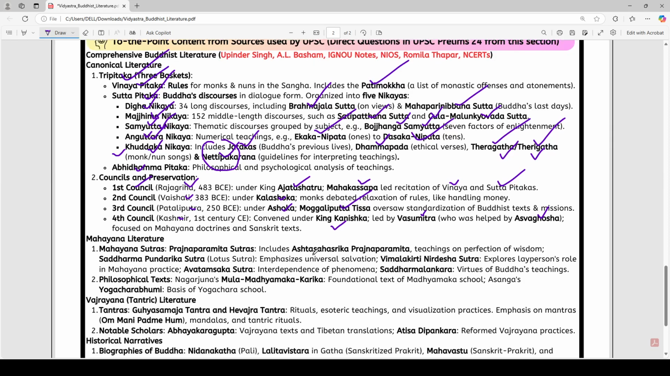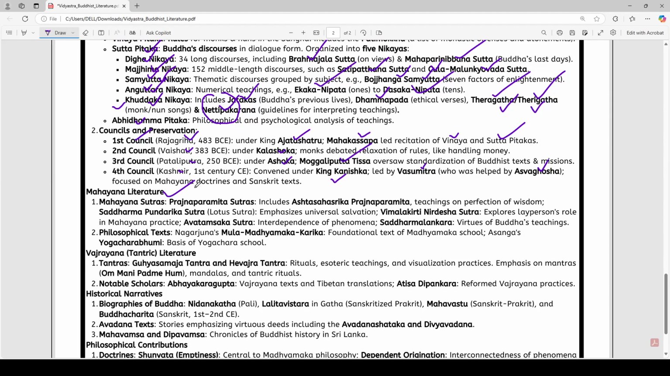Now we come to Mahayana literature. Mahayana literature has something called Mahayana Sutras. Sutras means the thread or the teachings. The first one is the Prajna Paramita Sutra. You need to understand the meaning of Paramita. UPSC has already asked it. Paramita means perfection, and Prajna means wisdom, knowledge. So the perfection of wisdom, how to attain perfection of wisdom, is included in this work, Prajna Paramita Sutra.